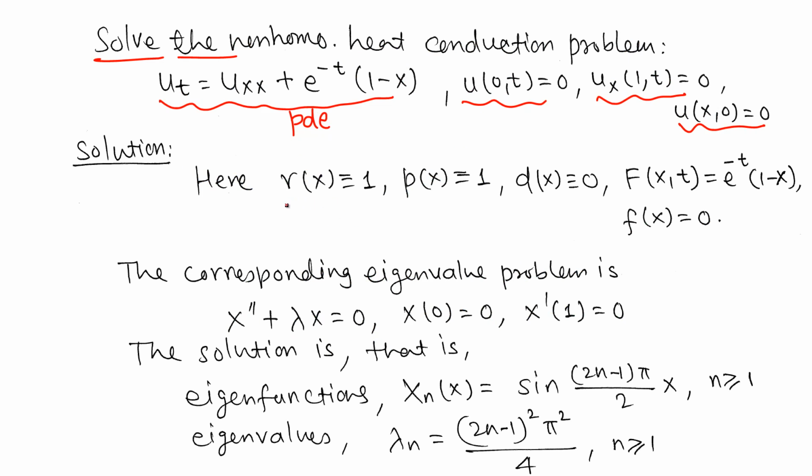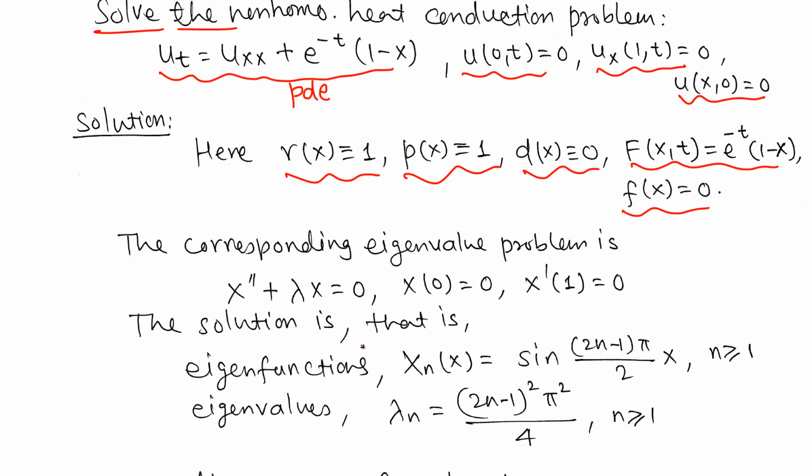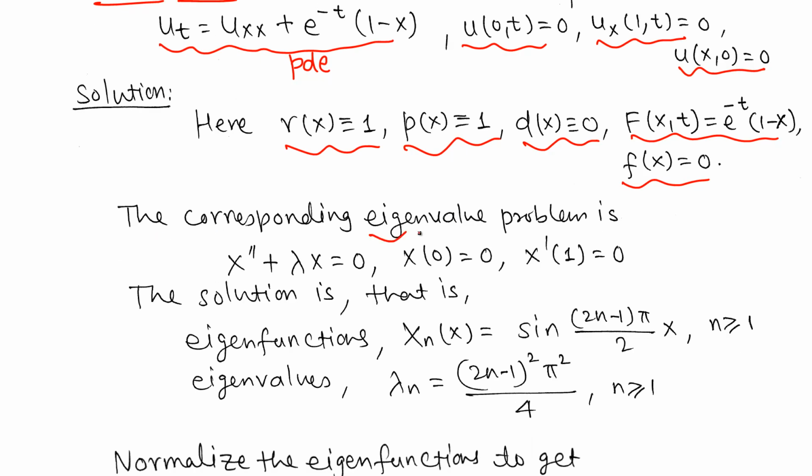So as I told you earlier, R is 1, P is 1, Q is 0. The non-homogeneous part, uppercase F, is e to the negative t times (1 minus x), and F(x), the initial value, is 0. Then the corresponding eigenvalue problem is X double prime plus lambda X equals 0, X(0) equals 0, X prime(1) equals 0. Now we know how to solve this eigenvalue problem. Then we can find the eigenfunctions.